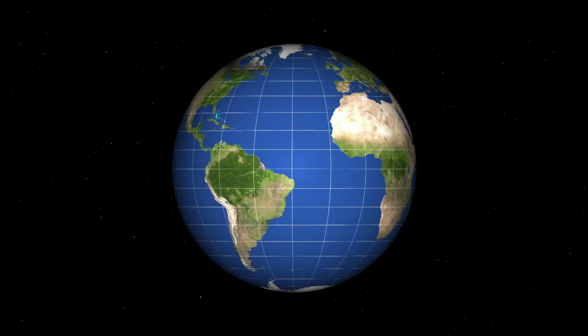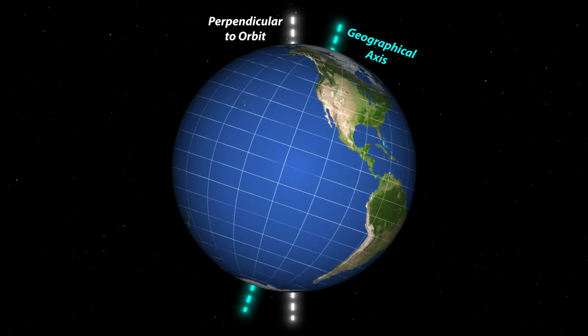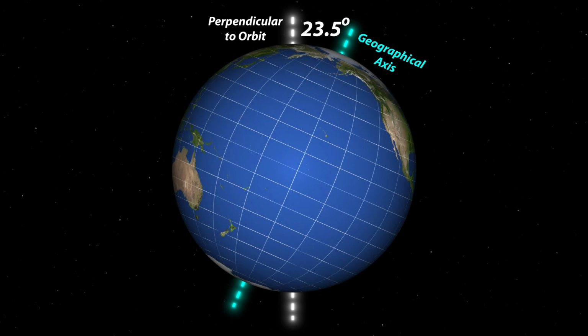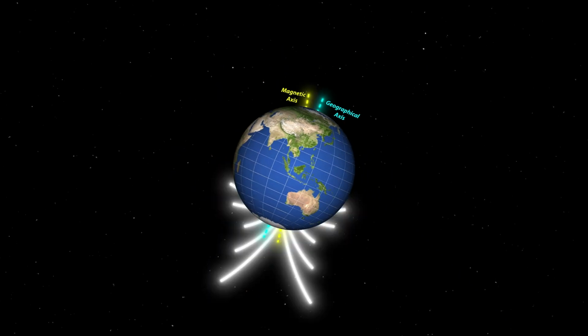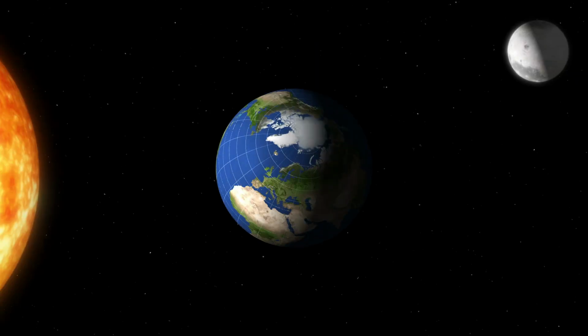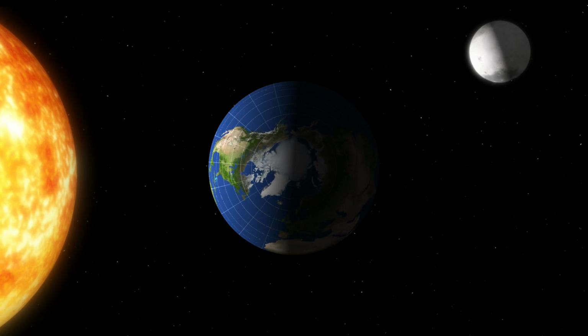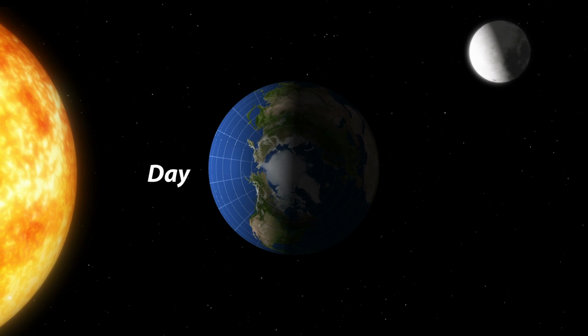It must be kept in mind that the Earth rotates on its geographical axis, which is inclined at 23.5 degrees relative to perpendicular to its orbit around the Sun. And Earth's geographical axis is inclined at an angle of 11.5 degrees to its magnetic axis. These 24 hours together are called a day, which consists of a period of sunlight called day, followed by a period of absence of sunlight called night.